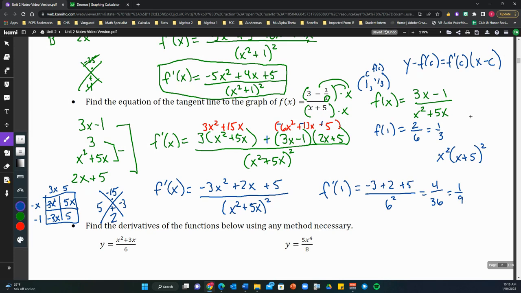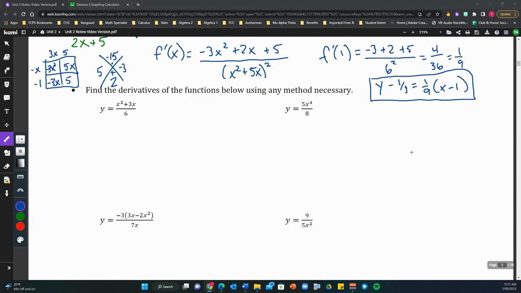So I've got my point of tangency, I've got my slope. So the equation of my tangent line would be y minus 1/3 equals 1/9 times x minus 1. And that is my equation to that tangent line.